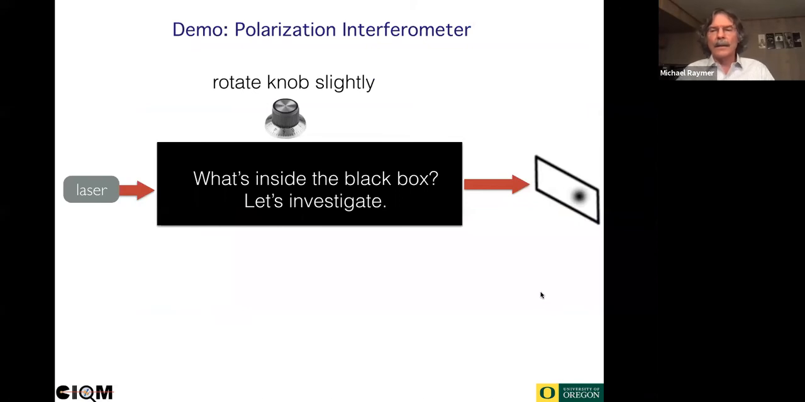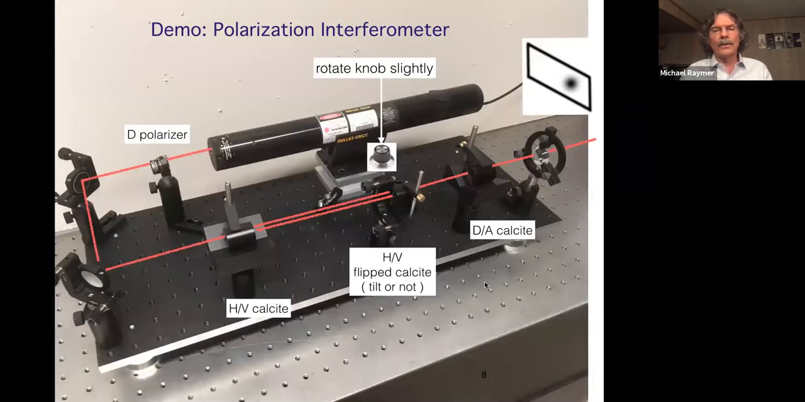Okay, so that's what I did. I rotate a knob, I move the beams back and forth, and this just shows another cartoon, I mean the photograph of the actual apparatus for later reference. We had the laser splitting and the HV calcite making two beams, which you couldn't see on the screen, but I could see them here. And then the knob just tilts this calcite crystal slightly.